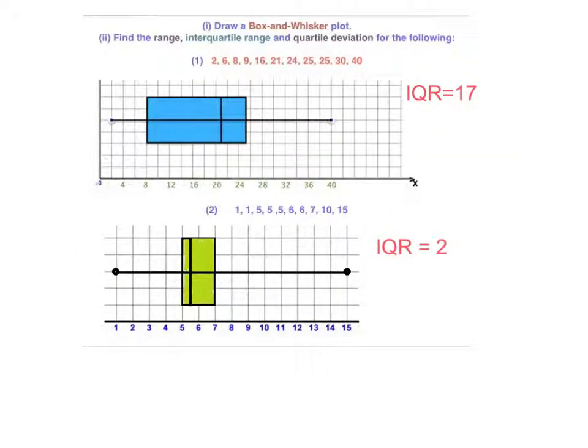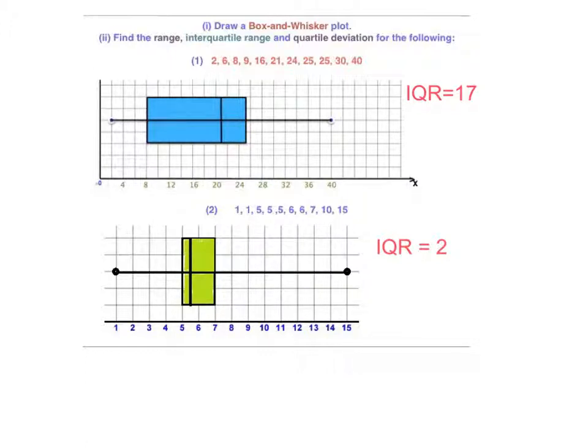Welcome back. Here I put the two box and whisker plots together. The range here for the first set of data is 39, which is a lot larger than the range for the second set of data, which is only 14 over here.